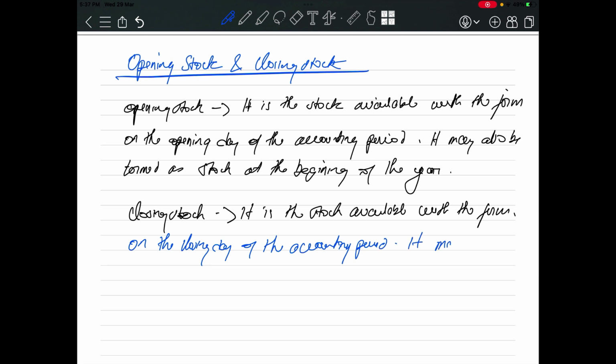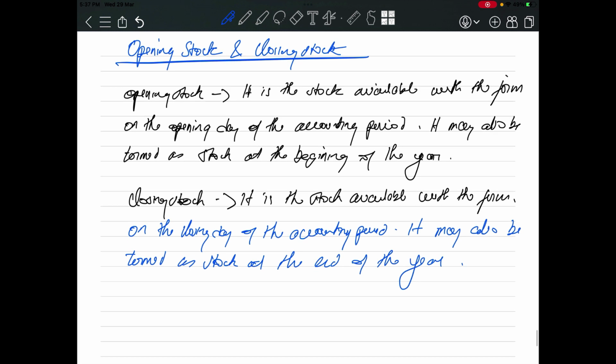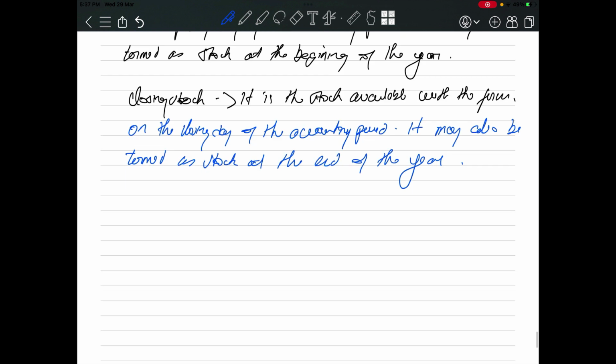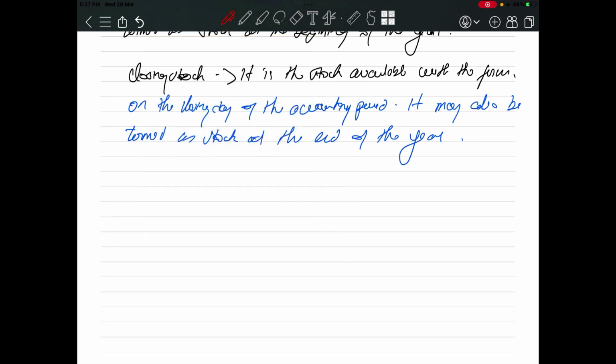Okay, it may also be termed as stock at the end of the year. Simple. Now what is an opening stock, what is a closing stock?